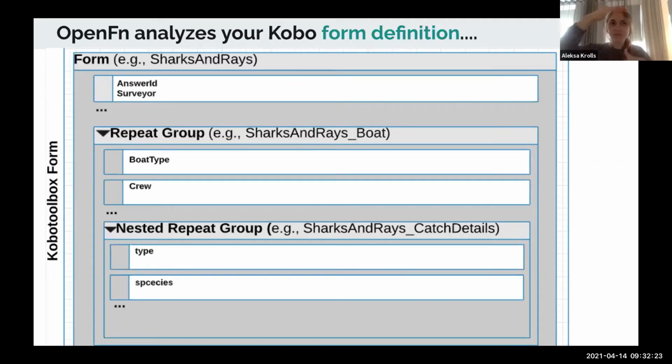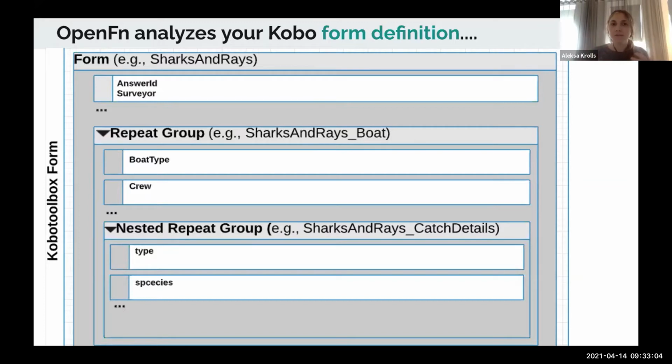So within a form, you might have a standard set of questions that you ask for every single submission. Then depending on certain answers, you might be asking repeated questions again and again. So if I'm collecting information on sharks and rays, I want to know specifically what happened with certain boats, what types of boats, how big is the crew, when they went out and they caught different species. And then I want to know about all of their different catches. That's when we use this repeat group, which is this phrase that you'll hear a lot in the Kobo and ODK communities, but it's a way of grouping questions and asking them repeatedly.